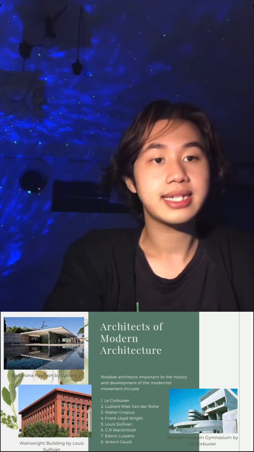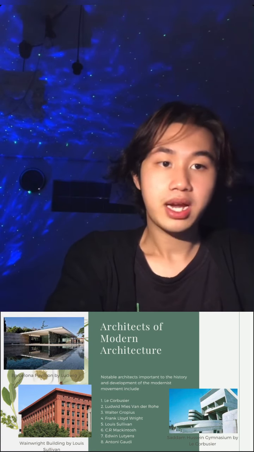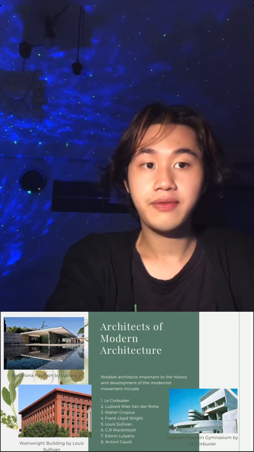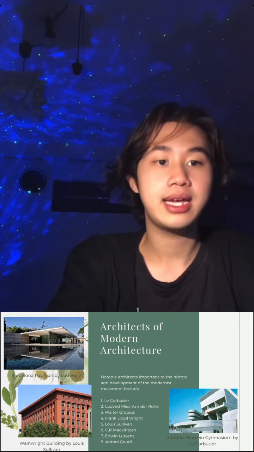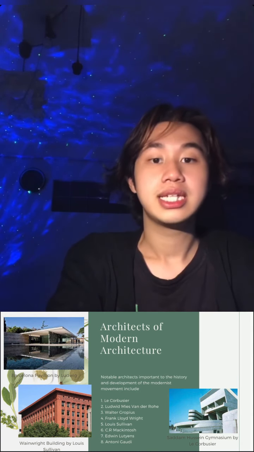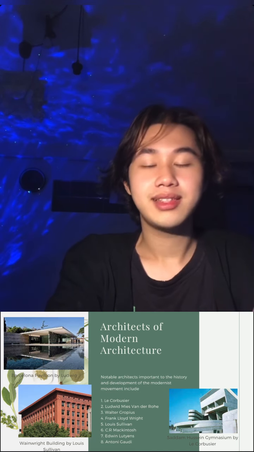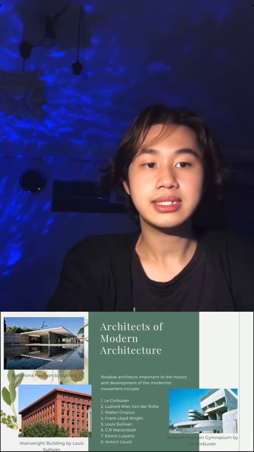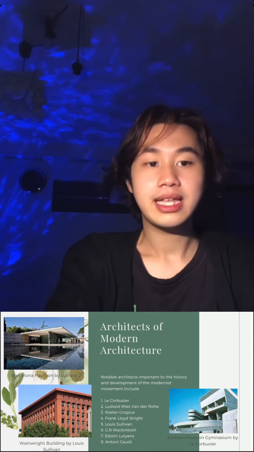The last is architects of modern architecture. Notable architects important to the history and development of the modernist movement include: the first one is Le Corbusier, second is Ludwig Mies van der Rohe, and the third is Walter Gropius, four is Frank Lloyd Wright, and the fifth is Louis Sullivan, six C.R. Mackintosh, seven Edwin Lutyens, and the last one is Antoni Gaudí.